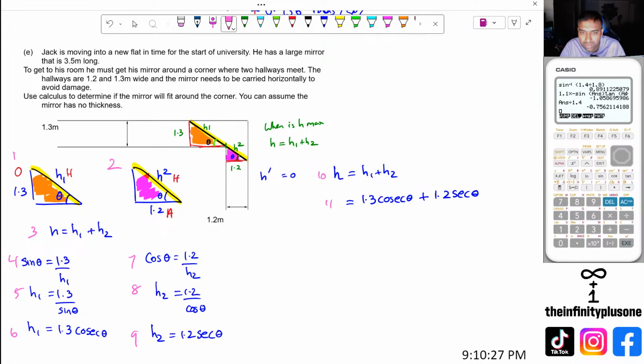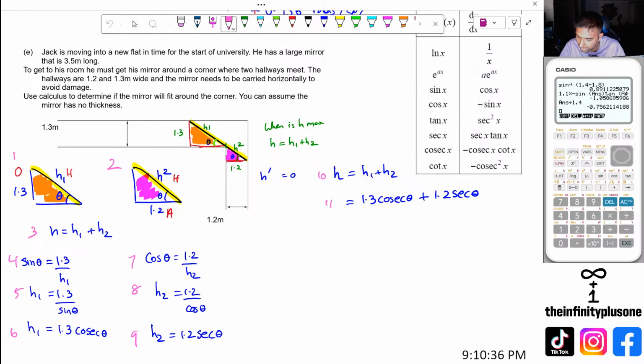Hang on, I'm just going to move the formula sheet. There you go, formula sheet's there.